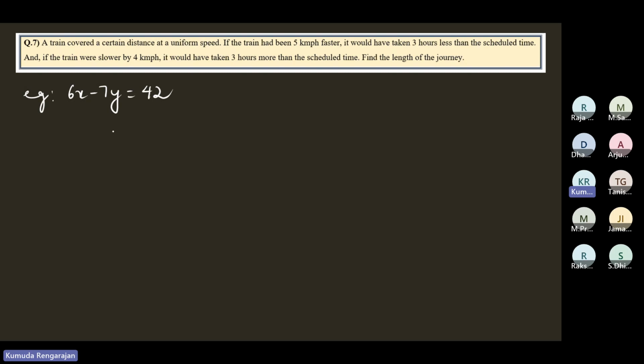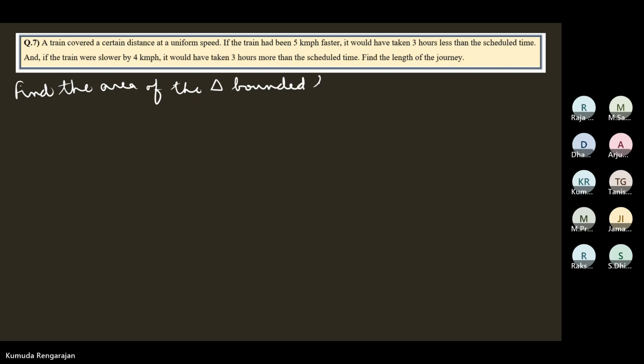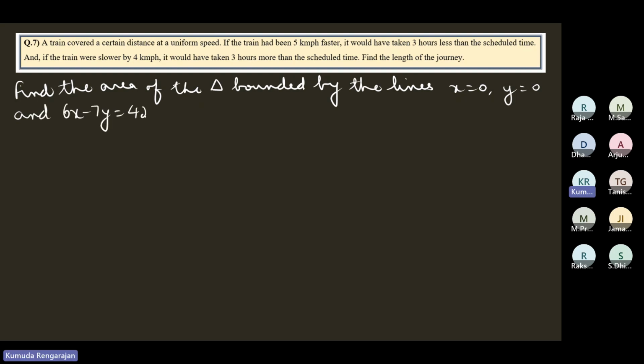Now the question is, okay, let me give the question completely. Find the area of the triangle bounded by the lines x is equal to 0, y is equal to 0 and 6x minus 7y is equal to 42.